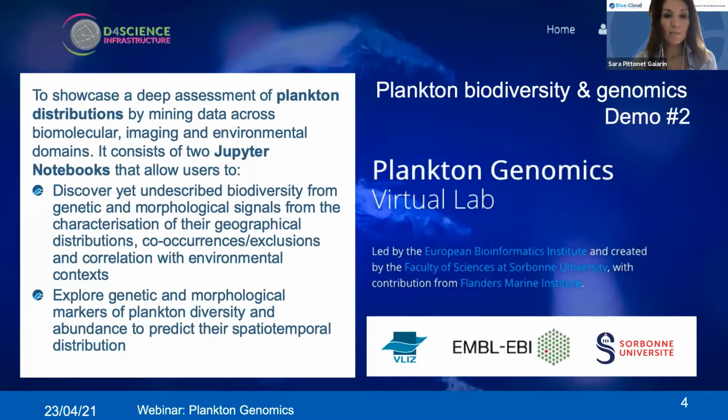So the Plankton Genomics demonstrator aims to showcase a deep assessment of plankton distributions by mining data across biomolecular, imaging, and environmental domains. It consists of 2 Jupyter notebooks that will be presented in the webinar today. The demonstrator is led by the European Bioinformatics Institute and created by the Faculty of Sciences at the Sorbonne University with contribution from the Flanders Marine Institute.